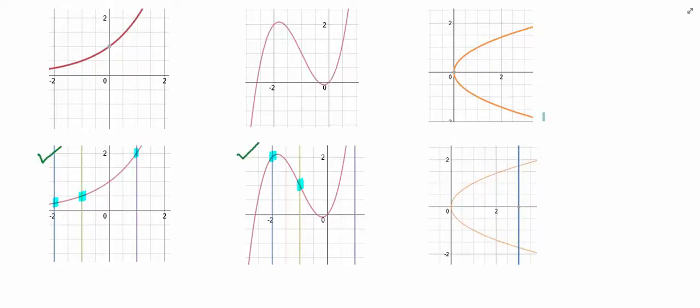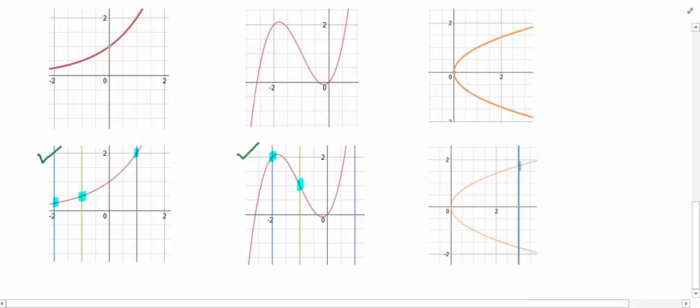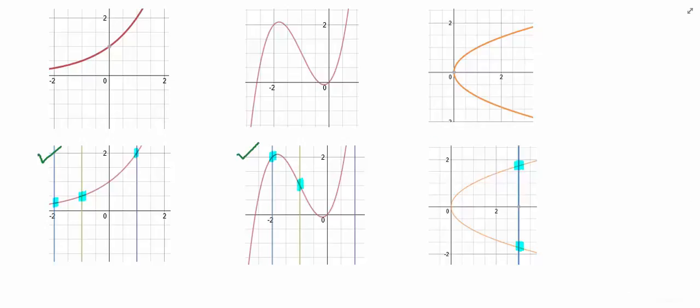In the last example here, however, we can see that this vertical line cuts the graph at 2 places. Therefore, it is not a function.